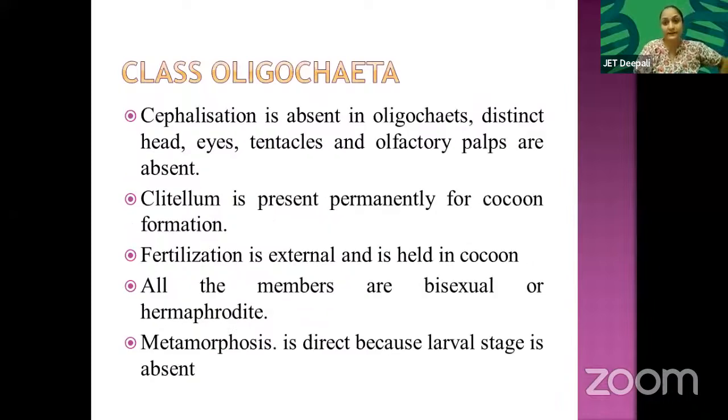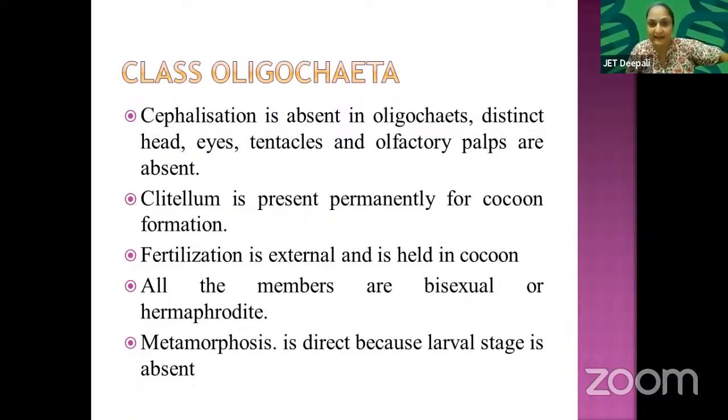Now, some main characters of class Oligochaeta. Cephalization is absent, they do not have a brain. In Oligochaeta, a distinct head, eyes, tentacles, and olfactory organs, everything is absent. Clitellum is present permanently for cocoon formation. Okay, they have a clitellum. I will explain it with the diagram.